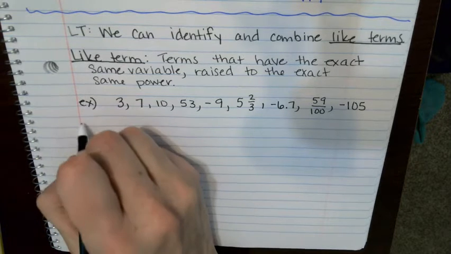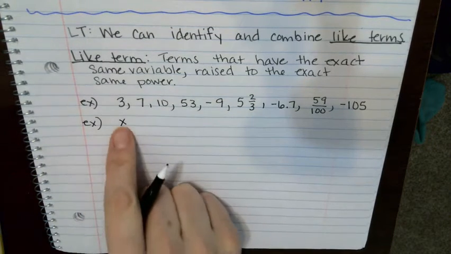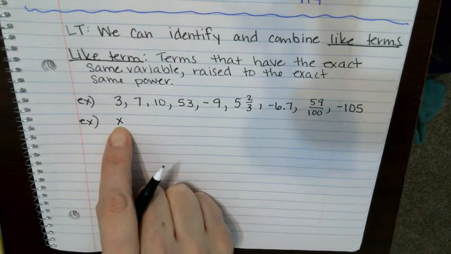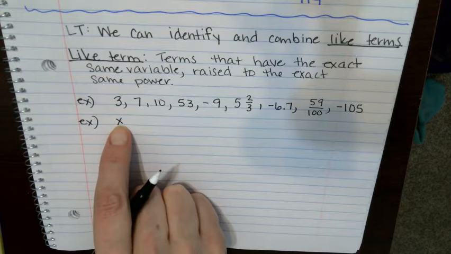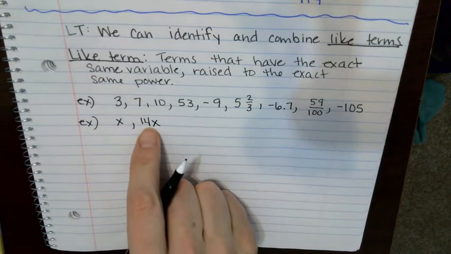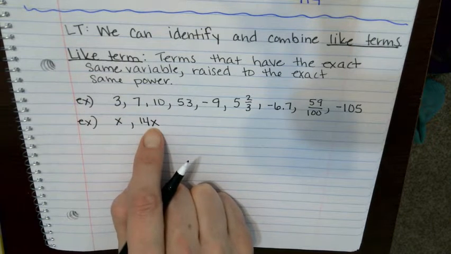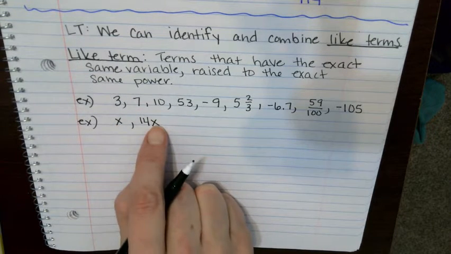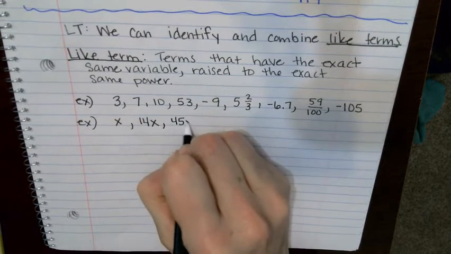Let's look at this. If I gave you a term like x, and I wanted another term that was like x, it means that it has to have an x in it and only an x in it. I can have numbers in it, but it has to have an x. For instance, 14x. 14x is like x because it has the same variable raised to the exact same power. This term and this term are alike because this says I want 1x, this one says I want 14x's. You can even have big numbers like 45x.